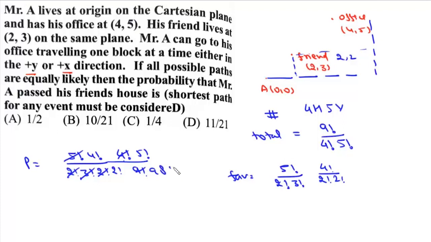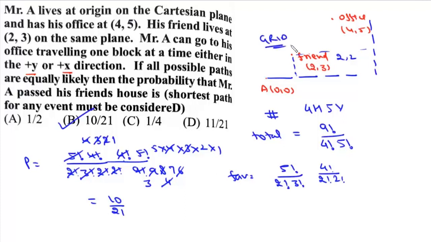Now expanding, factorial 9 is 9, 8, 7, 6, and so on, and factorial 4 is 4, 3, 2, 1. Now 2 will cancel. And factorial 5 is 5, 4, 3, 2, 1. Now this 4 will cancel. This is 3. So we'll get this as 10 by 21, and that's your option B. So basically it's a grid problem which we have already studied in permutations and combinations.